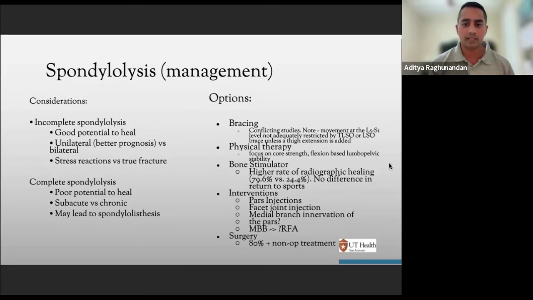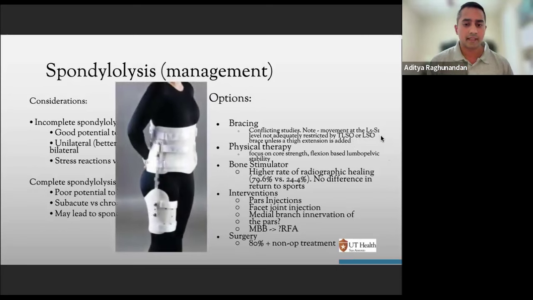Some big picture takeaways, if you do consider a brace for your athlete, they have to be in it for a long period of time. So 22 to 23 hours a day, which is essentially all day. And then the brace that you use has to adequately restrict the L5-S1 level. That's usually the level that's most commonly involved. So a TLSO or thoracolumbar spinal orthosis, or just an LSO by itself, won't do that. It's not going to restrict it. So you have to add an extension to the thigh. So think about your athletes. How many of these athletes are going to tolerate this? So something to think about when you're thinking about bracing as an option.